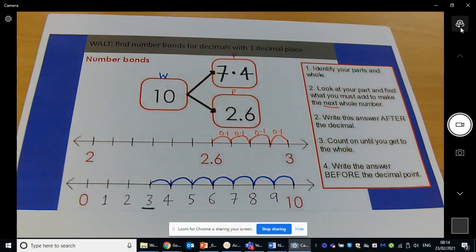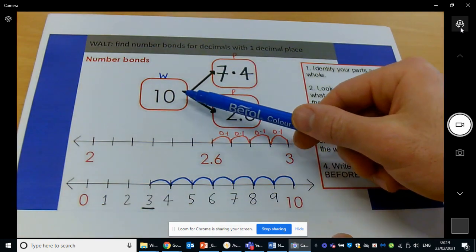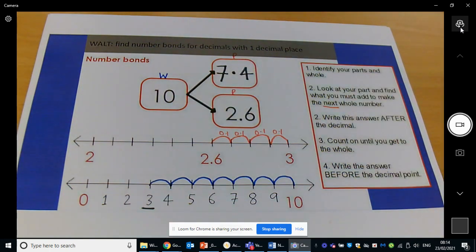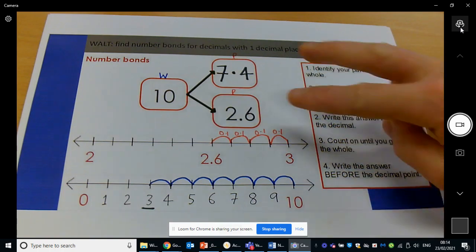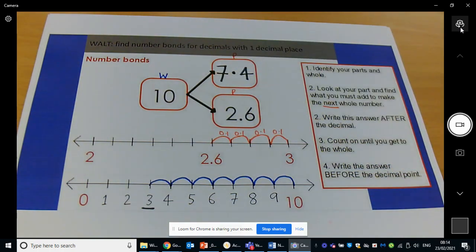What else do I know from that? I also know that 10 take away 2.6 equals 7.4. So that's how we find the two parts of our whole.